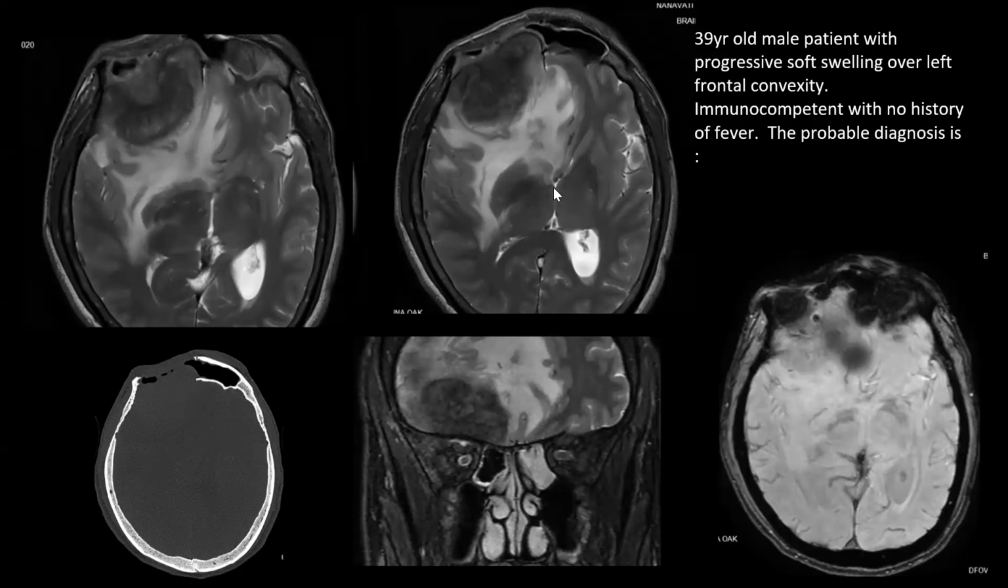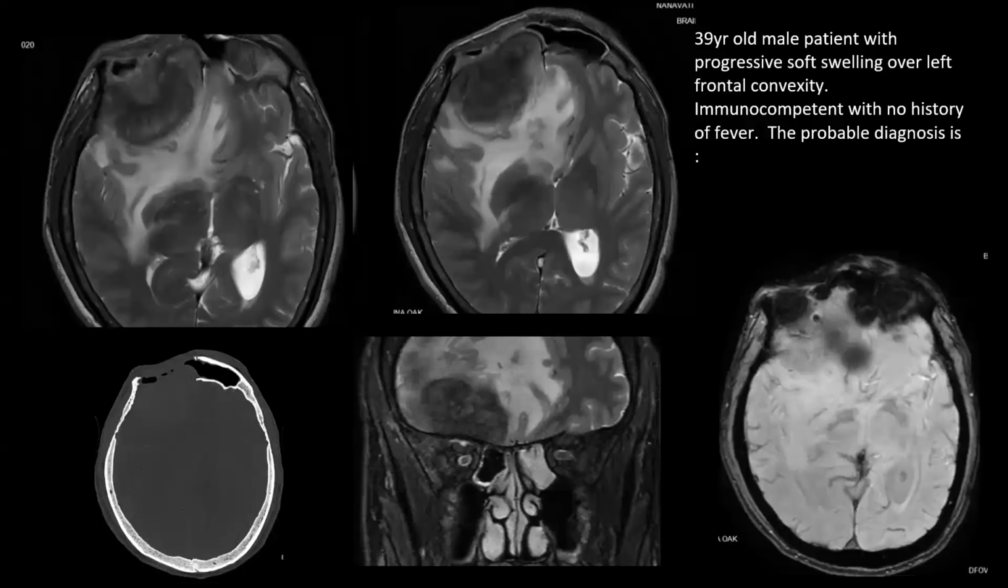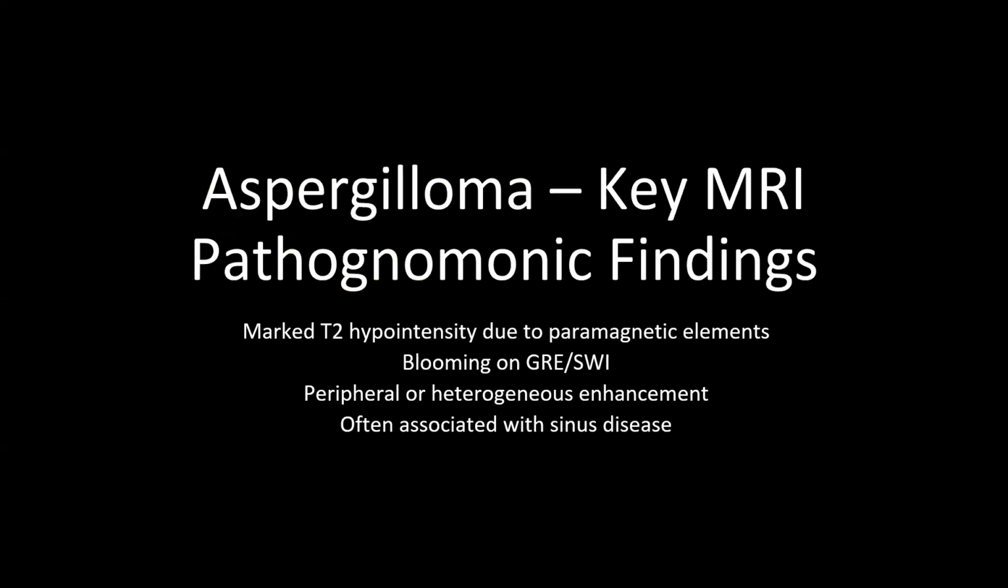But on the biopsy, histopathology and microbiology, it was aspergilloma. So it was an aggressive form of aspergilloma which had destroyed the bone and had a lot of mass effect associated with it. So the key points retrospectively are marked T2 hypointensity due to paramagnetic elements, which is what we look for if we are thinking about fungal involvement in the brain.